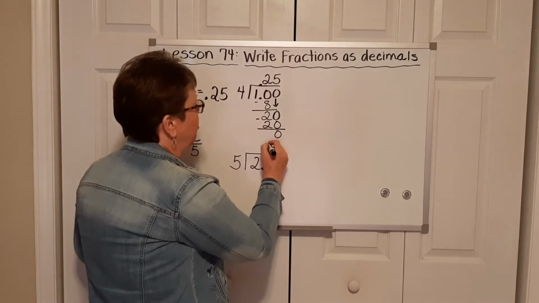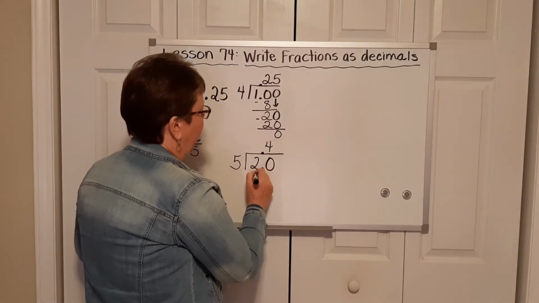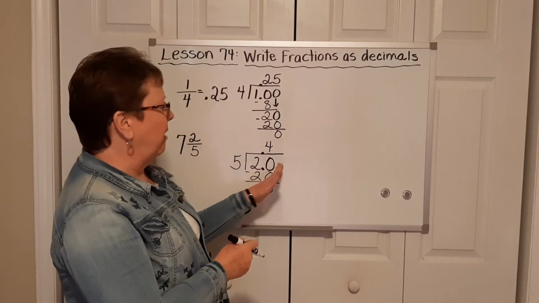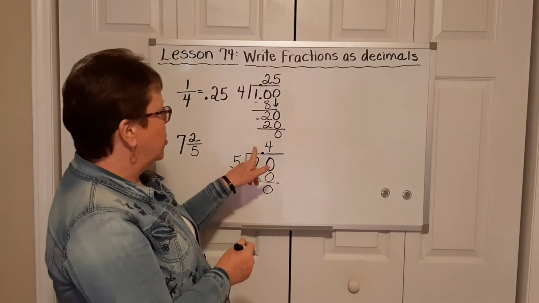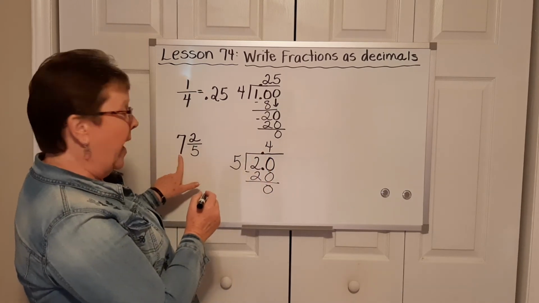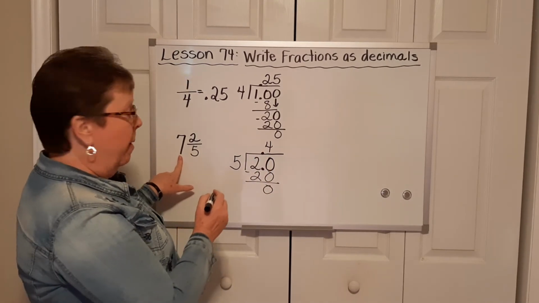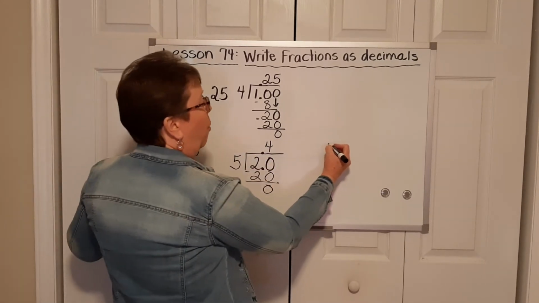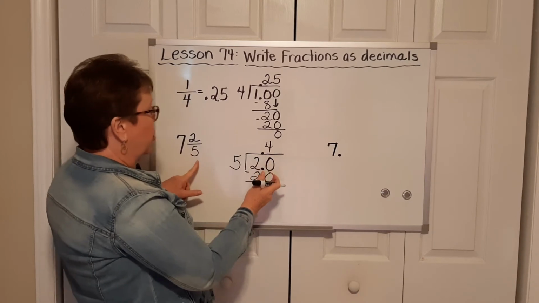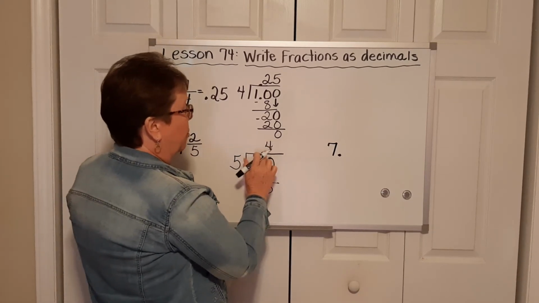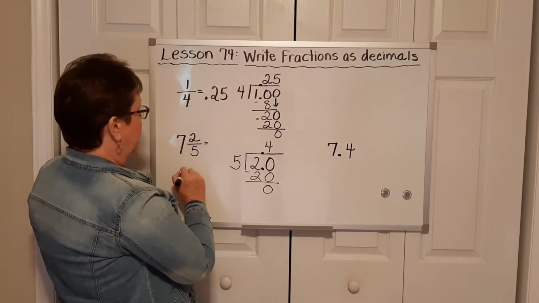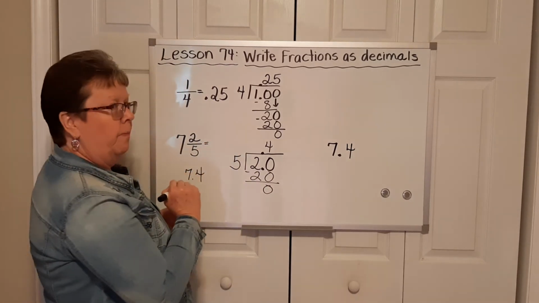So 5 can go into 20 4 times. 4 times 5 is 20. Now, that came out even the first time without us having to add another 0. So your answer is 0.4, but look, we had that whole number. And do you remember that whole numbers go on the left side of the decimal point? So, and then here's our decimal, so 0.4. So your answer to this one is 7.4.